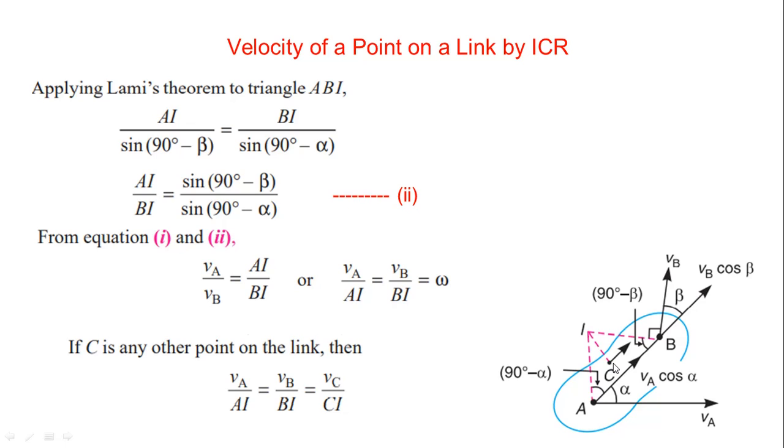Okay, so in this way we have discussed how to locate the ICR, what the different rules are to locate the ICR, and then how to find the velocity of a point on a link by using the ICR method. Okay, thank you.